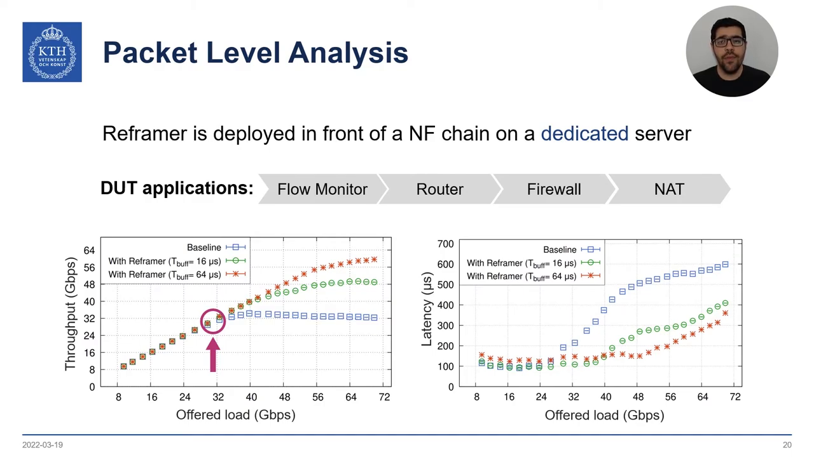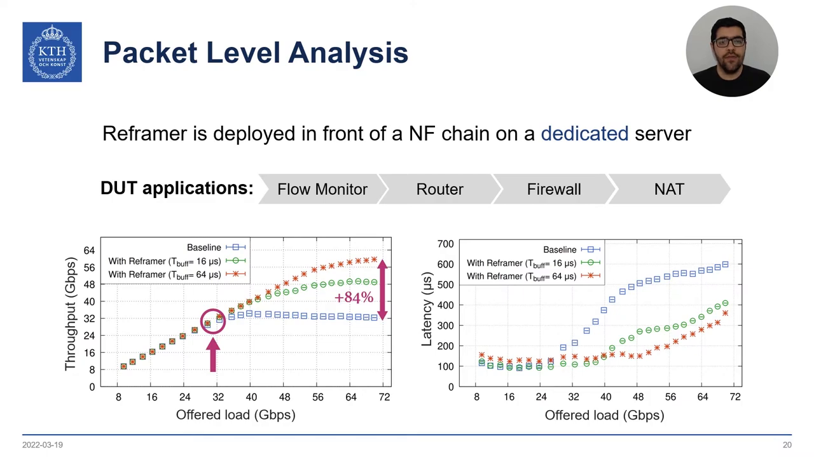By deploying Reframer in the network, the DUT capacity is increased to a maximum of 60 gigabit per second. Those green and red curves are cases when Reframer with various amounts of buffering time is deployed in the network. For example, the red curve is when the Reframer buffers packets for only 64 microseconds.